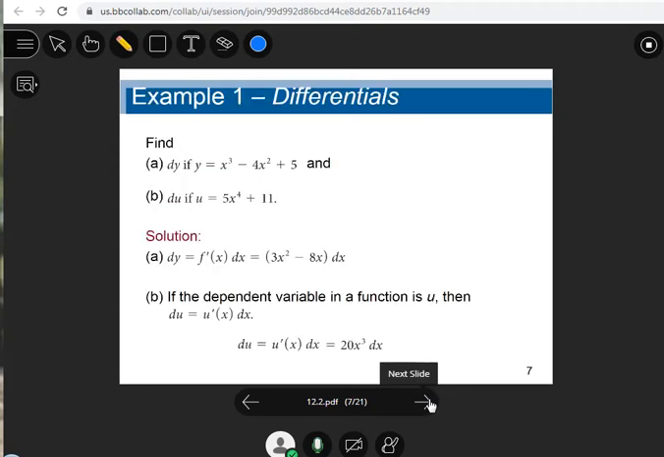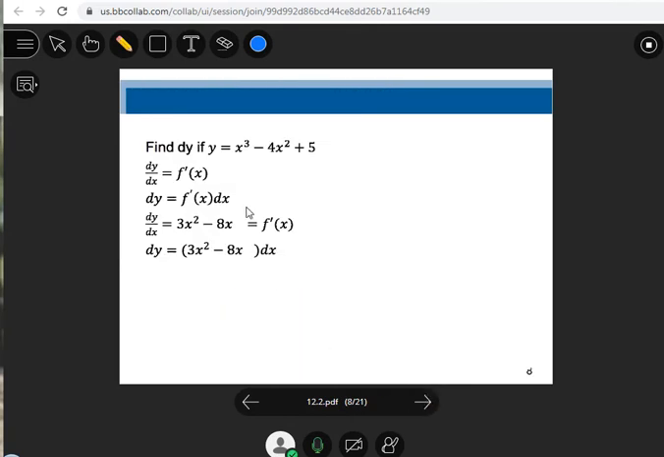Let's consider some examples. First, if y is equal to this given function, x to the power 3 minus 4x squared plus 5, then you need to find dy. First we have to use the given definition: dy is equal to f prime x times dx. So calculate f prime x, which we call dy over dx. You need to find the derivative of this given y. It becomes 3 times x squared minus 8x. Now you substitute this value for f prime x, and you can take dx as it is. So this is your differential.